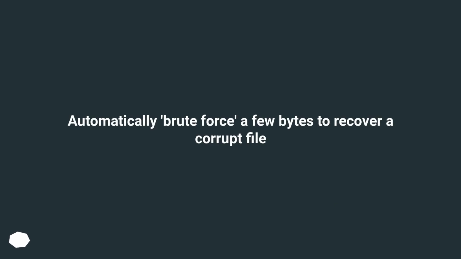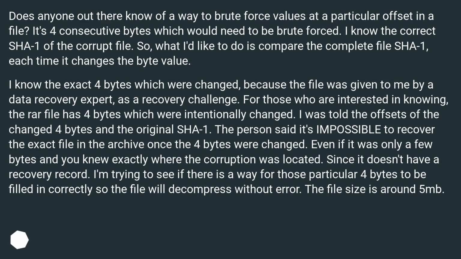Automatically brute force a few bytes to recover a corrupt file. Does anyone out there know of a way to brute force values at a particular offset in a file? It's 4 consecutive bytes which would need to be brute forced. I know the correct SHA-1 of the corrupt file. So, what I'd like to do is compare the complete file SHA-1 each time it changes the byte value.